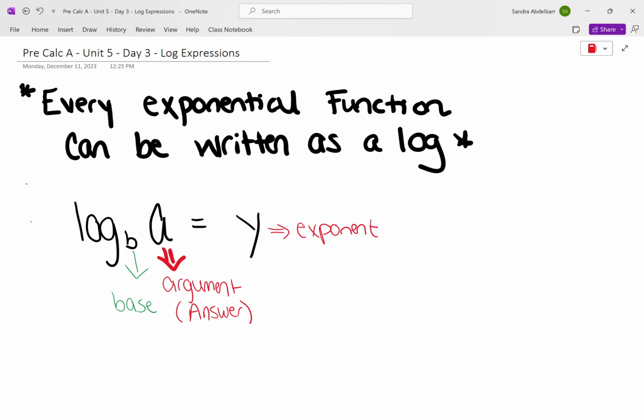So when we take our log and we turn it back into exponential, it ends up becoming base b raised to the y power is equal to a. And you should know how to interchange between them.